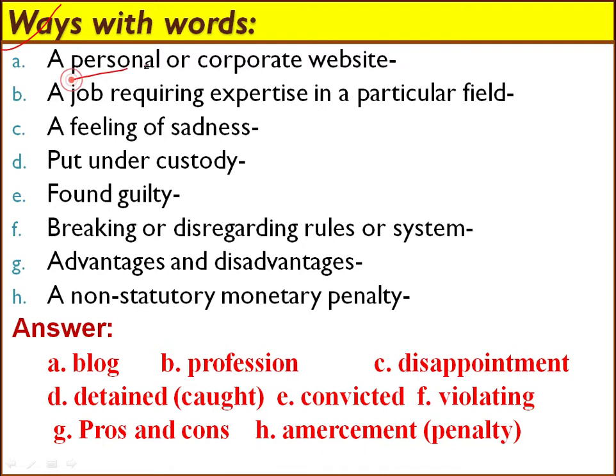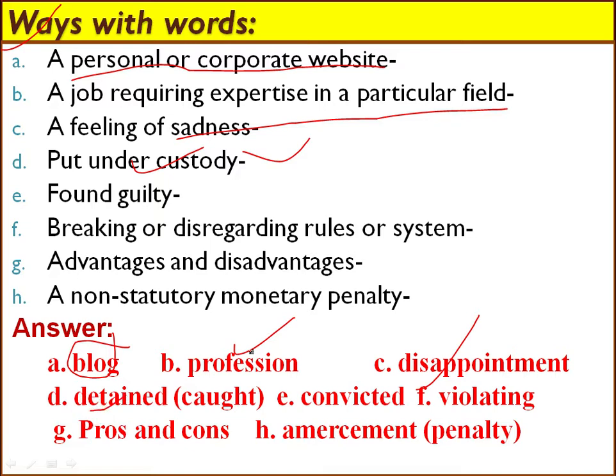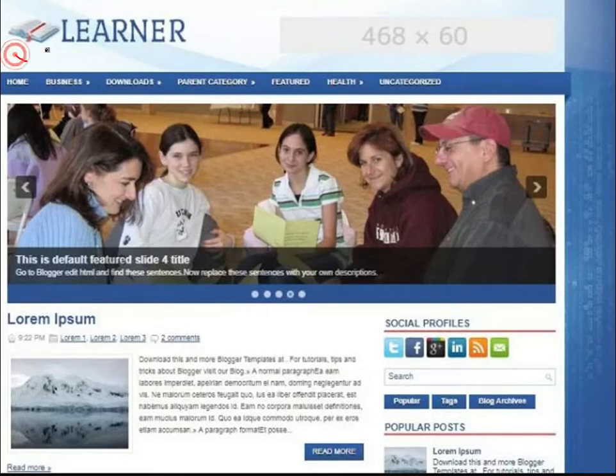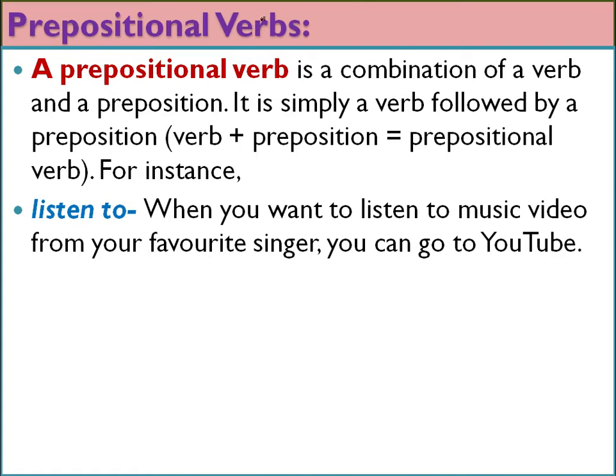Here is a personal or corporate website, what we call a blog. Job requiring expertise in the particular field: professions. A feeling of sadness, disappointment: khinna hunu, udas hunu. Put under custody, bhaneko jail ma rakhnu, detained bhanecha hamro text ma. Found guilty, convicted, doshi paunu. Breaking or disregarding rules or system: violating. Pros and cons: advantage and disadvantage. A non-statutory monetary penalty, embarrassment, bhaneko penalty. And this is the format of a blog. This is an educational blog.